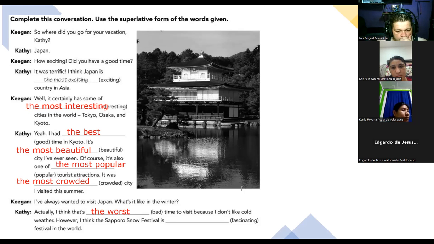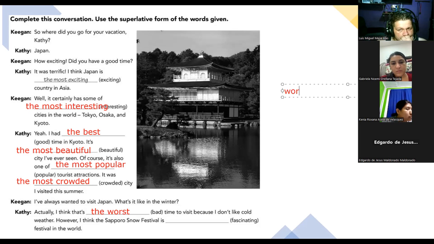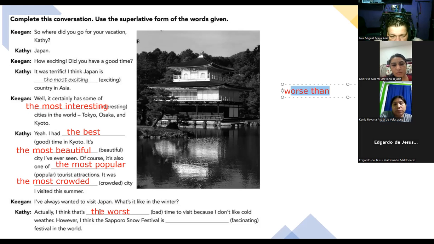Did I make a mistake? The worst is superlative. I think this is the superlative, but let me know, because maybe I made a mistake. Yes, I think it's correct. Worse is comparative, worse than. And the worst is superlative. Perfect. Sorry, that's okay, no problem. Sometimes I make mistakes.